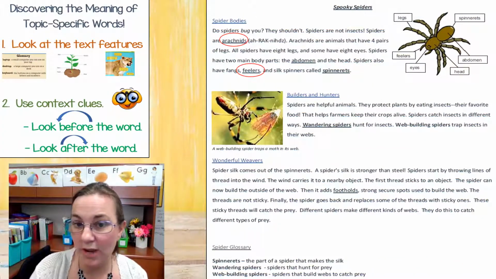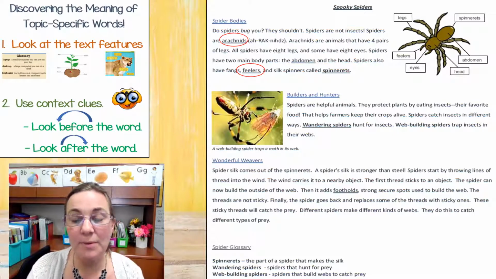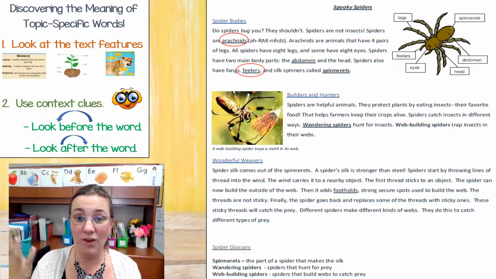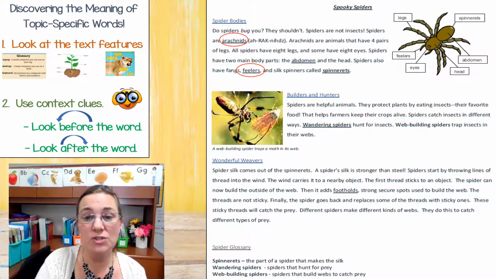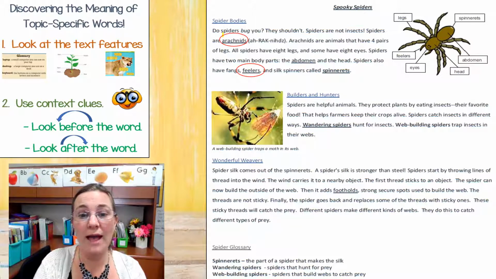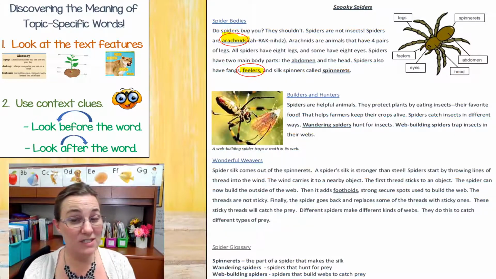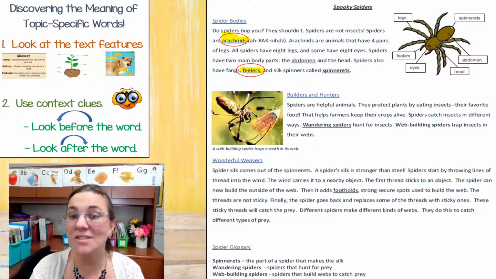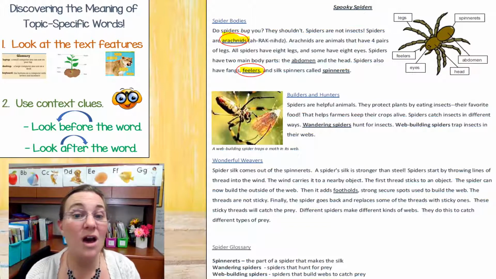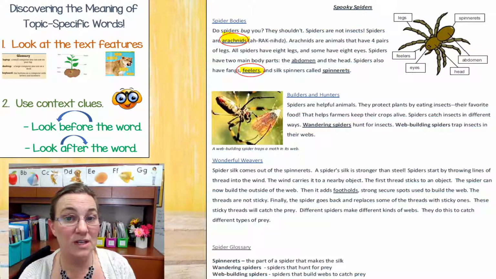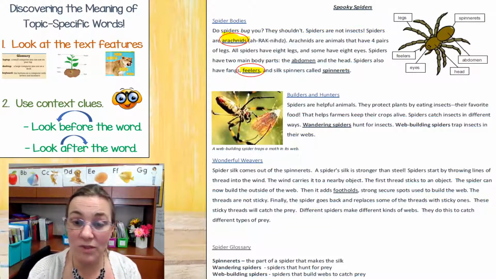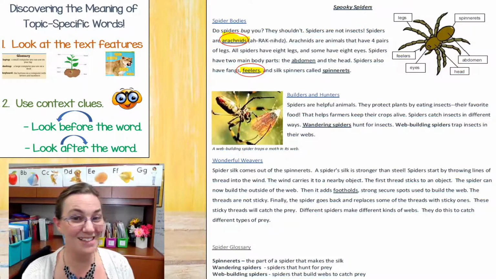Now I want you to try doing this. On the next Nearpod slide, you're going to see a picture of the article. Notice I've circled two words, arachnids and feelers. I want you to use text features or context clues to see if you can figure out the meaning of arachnids and feelers. And then I want you to tell me what those words mean. Head to the next Nearpod slide.